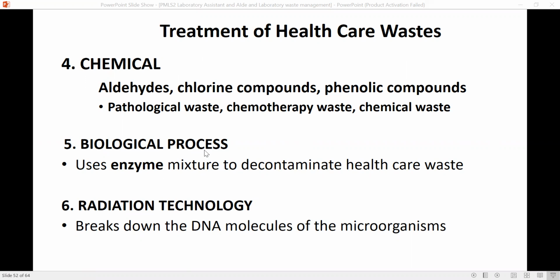Now you have the biological process that uses an enzyme mixture to decontaminate healthcare waste. And then of course the radiation technology. The radiation technology breaks down the DNA molecules of the microorganisms. So those are the ways to treat.